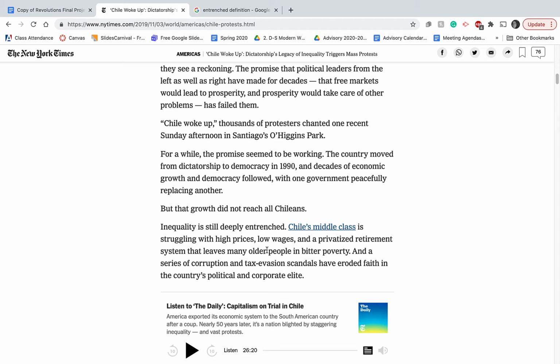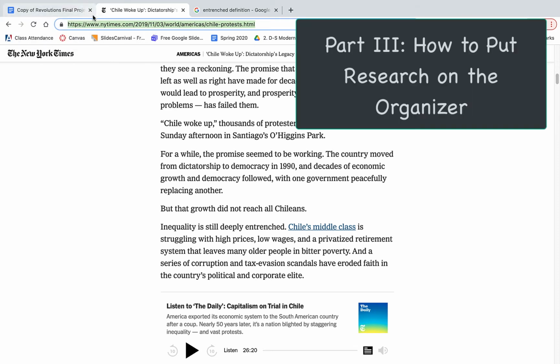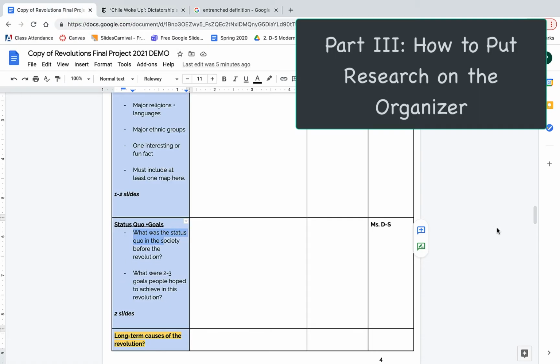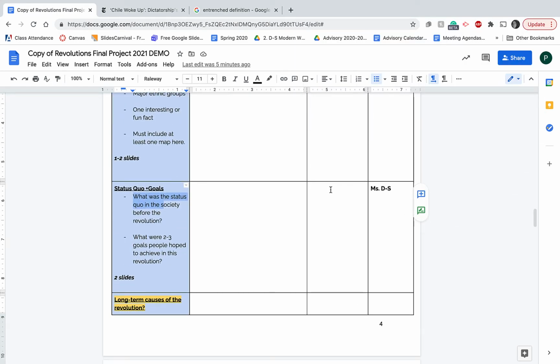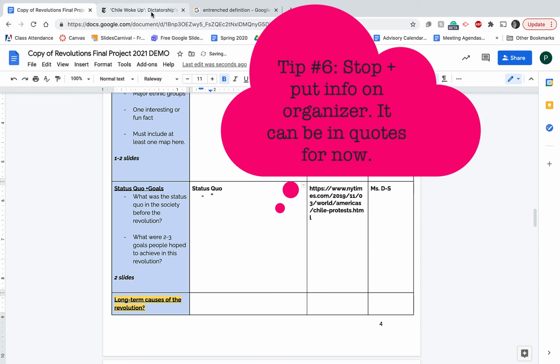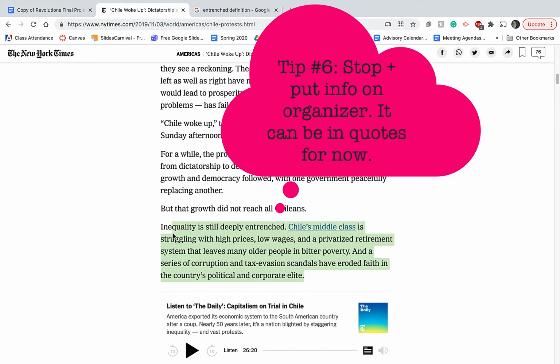So in order for me not to forget what I just read, the first thing I want to do is copy the website. So I did Control C. I'm going to bring it back over here. And if you see, I got to put all my links here. So I'm going to put that link in. And then I'm going to answer the question. So I'm going to write status quo. So again, this is just the beginning of my research. So maybe what I want to do is put quotations and copy and paste this over.